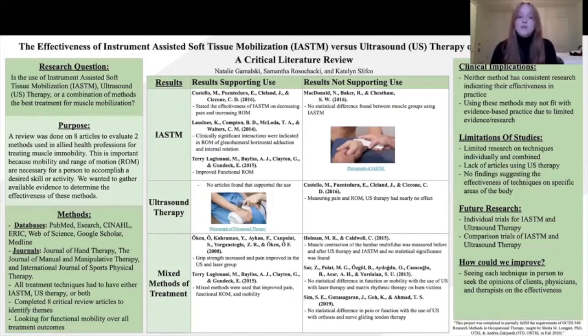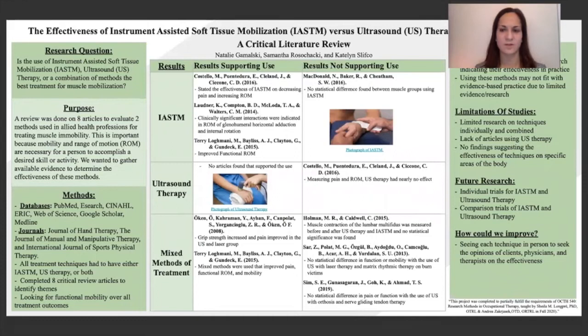Methods. We used many databases in order to do our research, but our most used database was PubMed. And we also used many different journals in order to find articles. Throughout our research, all treatment techniques had to have either IASTM, US therapy, or both within the research. We also completed 8 critical review articles to identify themes throughout. And throughout all our articles, we were always looking for functional mobility over all treatment outcomes. Next, I'm going to discuss the results of our research.